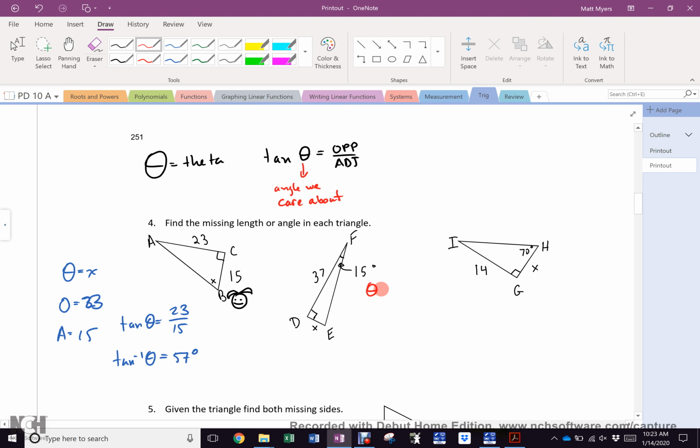Do I have a theta? Do I have an angle that I care about? No, thetas are only angles, Selena. Do I have an angle that I care about? Yeah. What's the angle that I care about? No, x isn't an angle. I'm trying to find x.